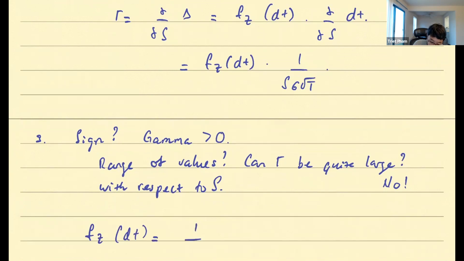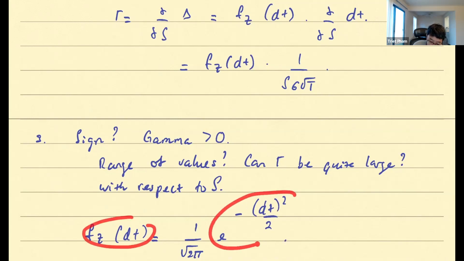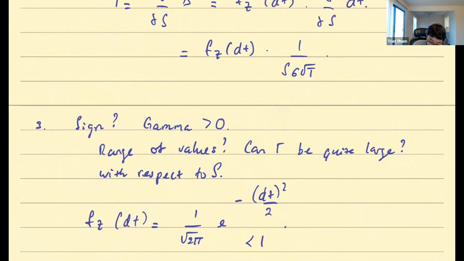It is 1 over square root of 2 pi, e to the... oh, maybe I have to pay attention. Maybe I'll take it back. E to the minus d plus square over 2, okay? So the density part, because this is the exponential of a negative number, is always less than 1. So this whole number right here is less than 1 over square root of 2 pi. So you don't have to worry about this being large.